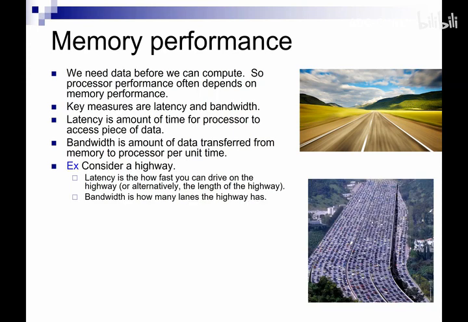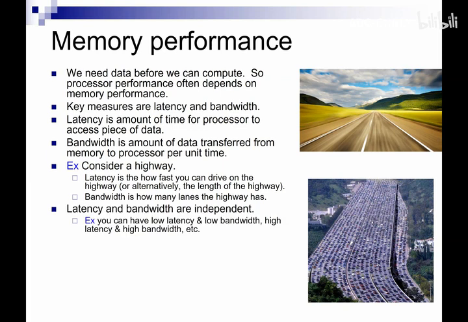And the bandwidth, on the other hand, corresponds to how many lanes your highway has. Maybe you're on a highway where you can only drive very slowly, but if this highway has many lanes, then in each unit of time, many cars are passing through this highway.